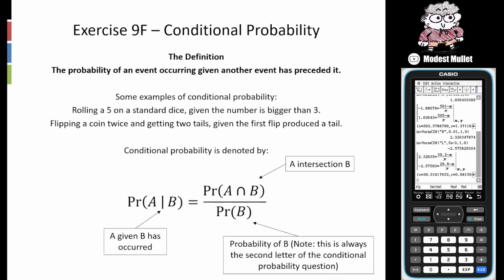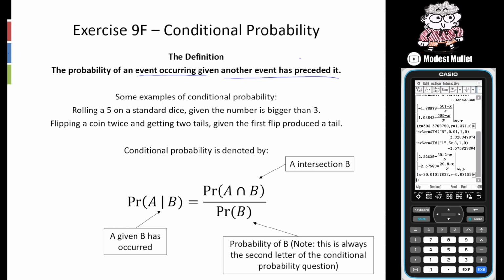Hello all and welcome to our third video in our probability series as we look at conditional probability. Now, what is conditional probability? Well, conditional probability is the probability of an event occurring given another event has preceded it.